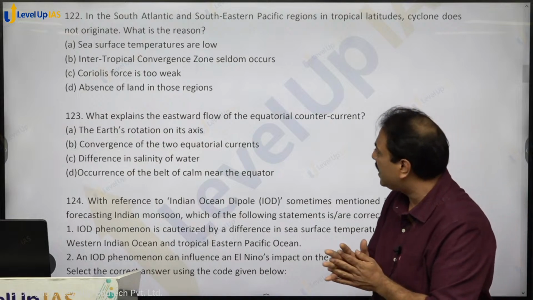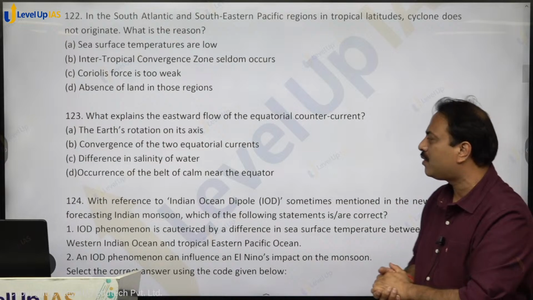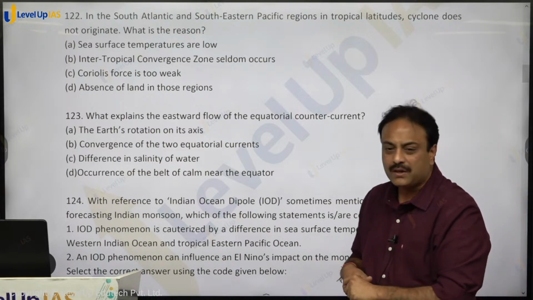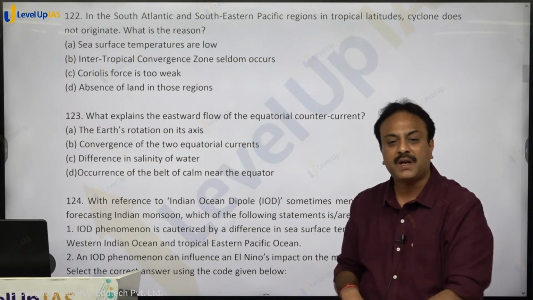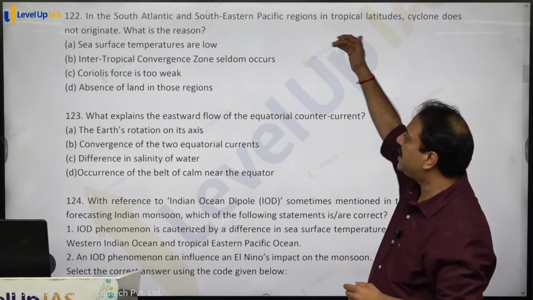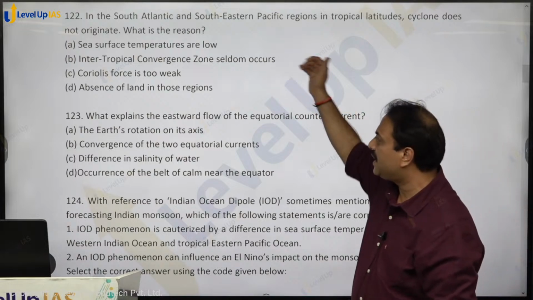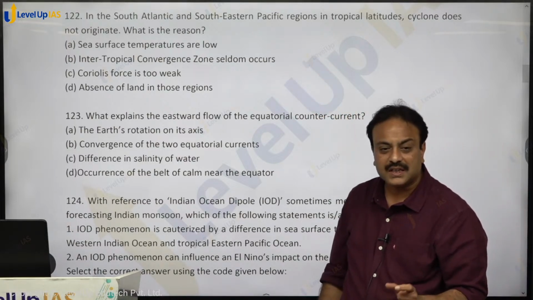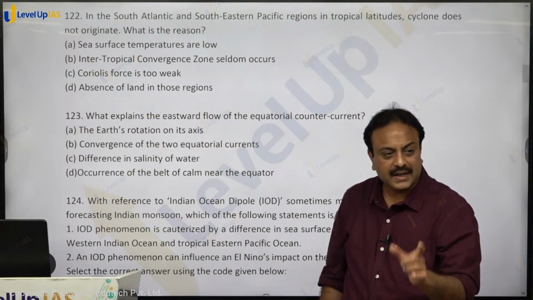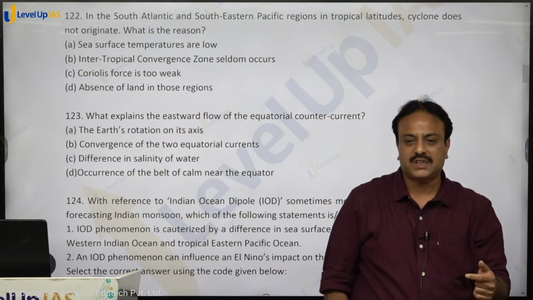Intertropical convergence zone seldom occurs. Coriolis force will not change in any of the locations. It is dependent upon rotation. Absence of land in those regions: absence of land is a favorable condition for the formation of cyclone. So if that were the case, cyclone should form. But it is saying it seldom occurs. Seldom means sometimes it forms. So intertropical convergence zone seldom occurs is the correct answer, because ITCZ is a pronounced concept.